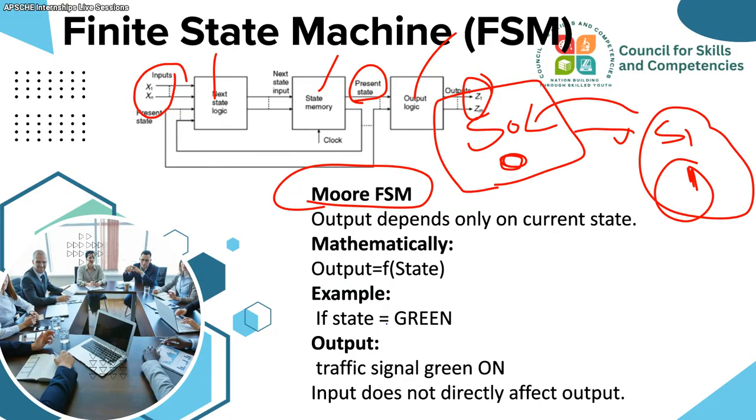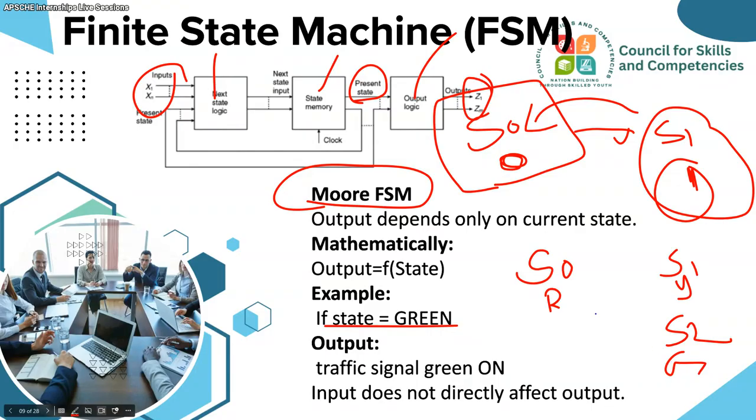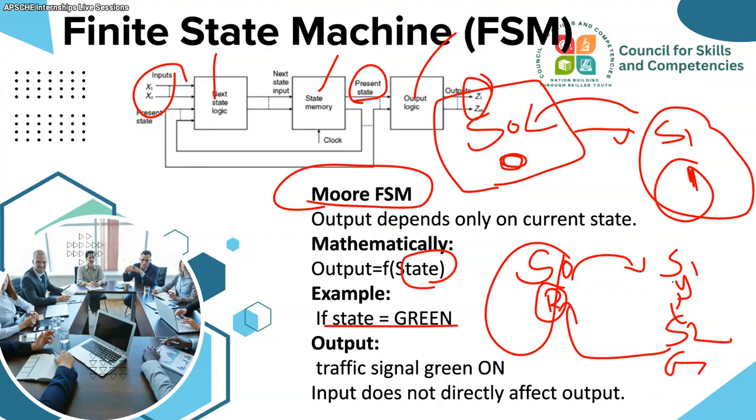For example, in a traffic light, there are 3 states, S0, S1 and S2. When it is in S0, it will always be red. When it moves to S1, it will always be yellow. And when it moves to S2, it will always be green. That's it. Depending on the time, it will change. So the output is fixed to the state. That means for one state, the output is fixed. That is what the Moore machine is telling.